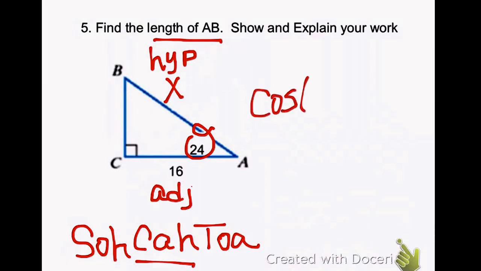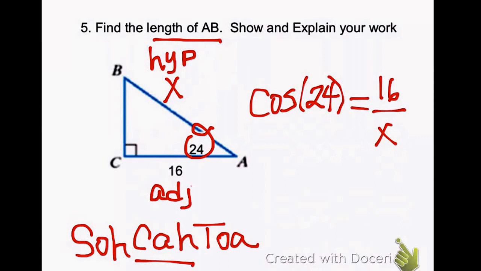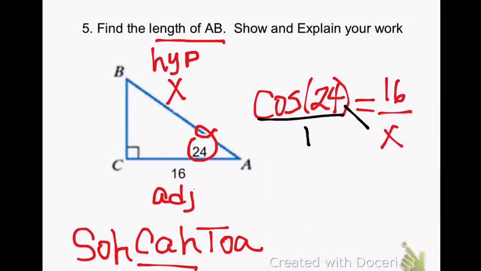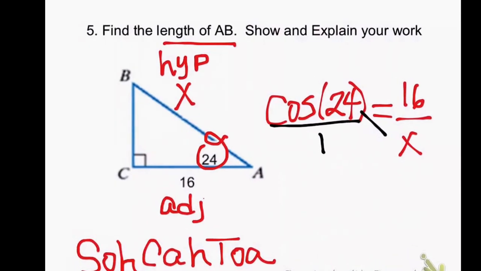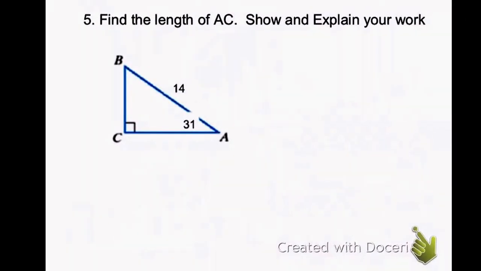So I would say cosine theta, which theta is 24, so I can substitute 24 in there. The adjacent side is 16, and my hypotenuse is x. I want to set up my proportion. This one tells me to divide, so use your calculator and get the answer. This one wants us to find the length of AC.